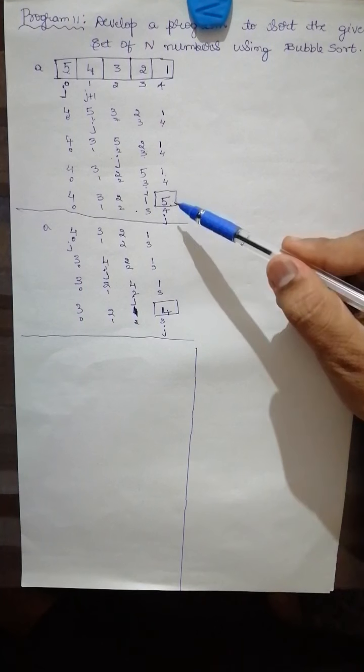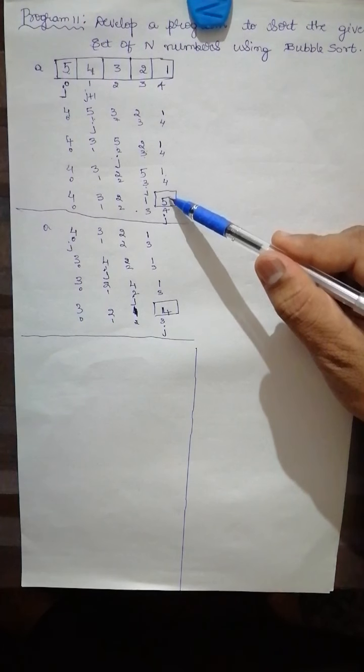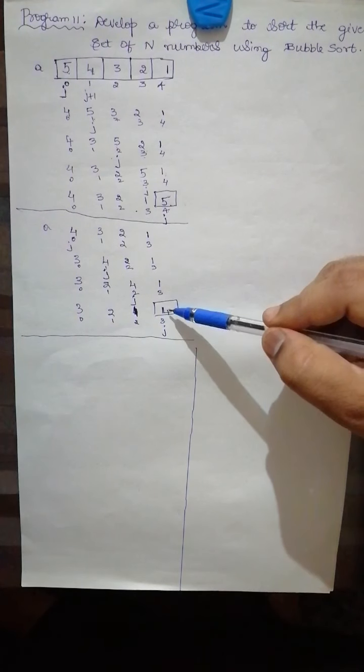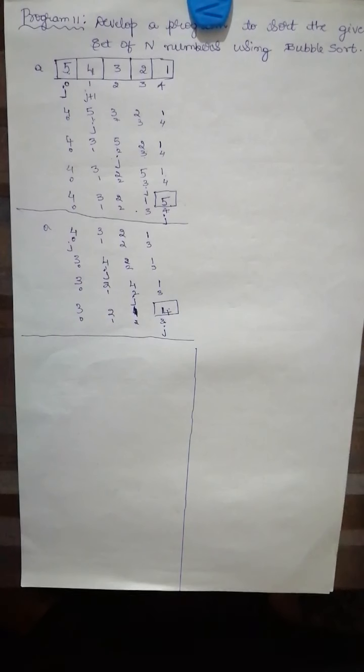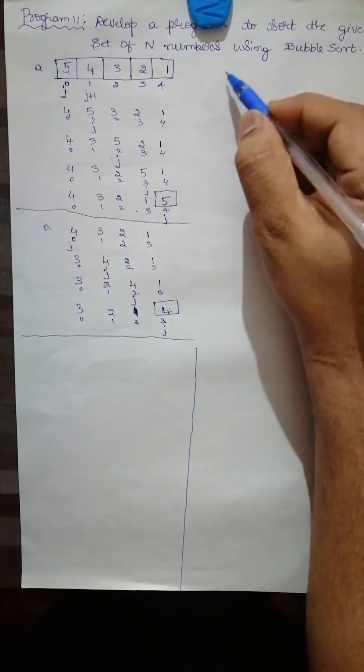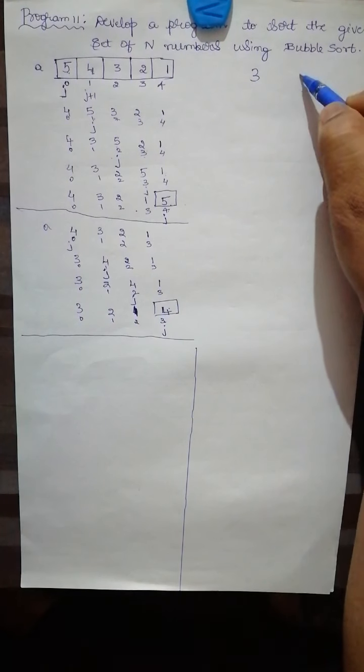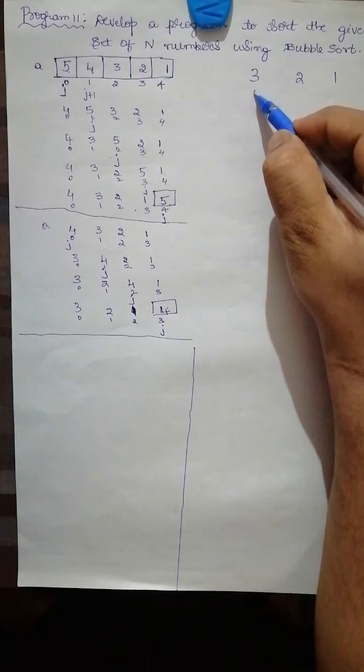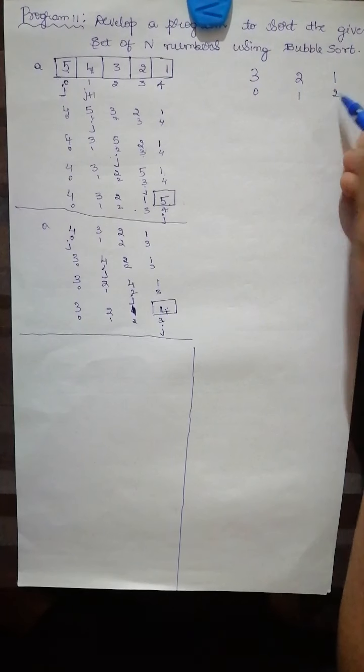See, the actual position of this element 5 is 4. Actual position of 4 is 3. So in the next process, we need to identify the next largest element. We need to perform operation with respect to these 3 elements. So we are left with 3, 2 and 1. Index value now 0, 1, 2.